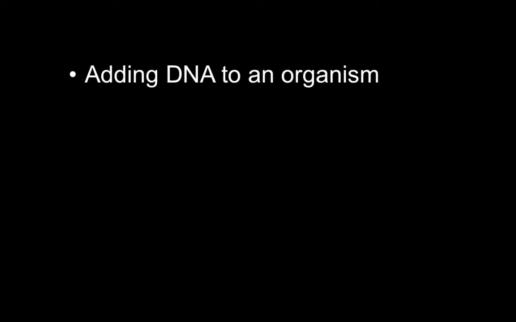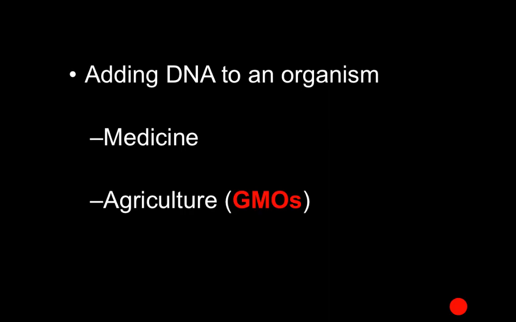Now let's look at transgenic organisms, which remember are organisms where we have added DNA. So we have taken the gene out of one organism and put it into another. And we do this for a number of reasons, including making medicines like insulin and agricultural purposes like creating GMOs.